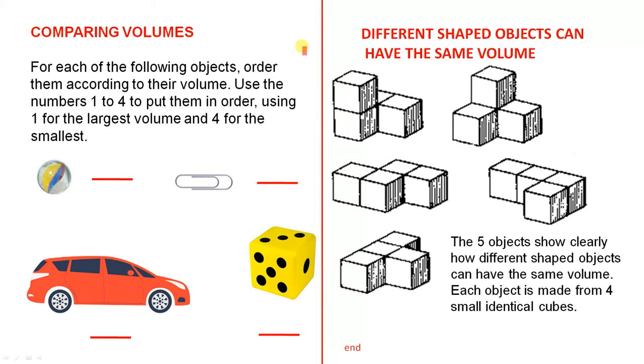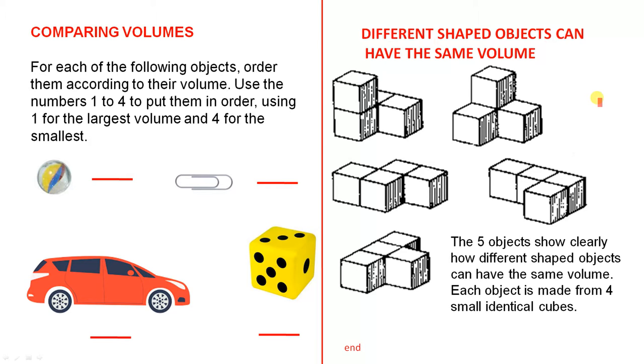Comparing volumes. For each of the following objects, order them according to their volume. Use the numbers 1 to 4 to put them in order, using 1 for the largest volume and 4 for the smallest. So you number these 4 objects 1, 2, 3, 4, where 1 is the largest and 4 is the smallest. And you can talk to the students about this and help them to answer the questions.